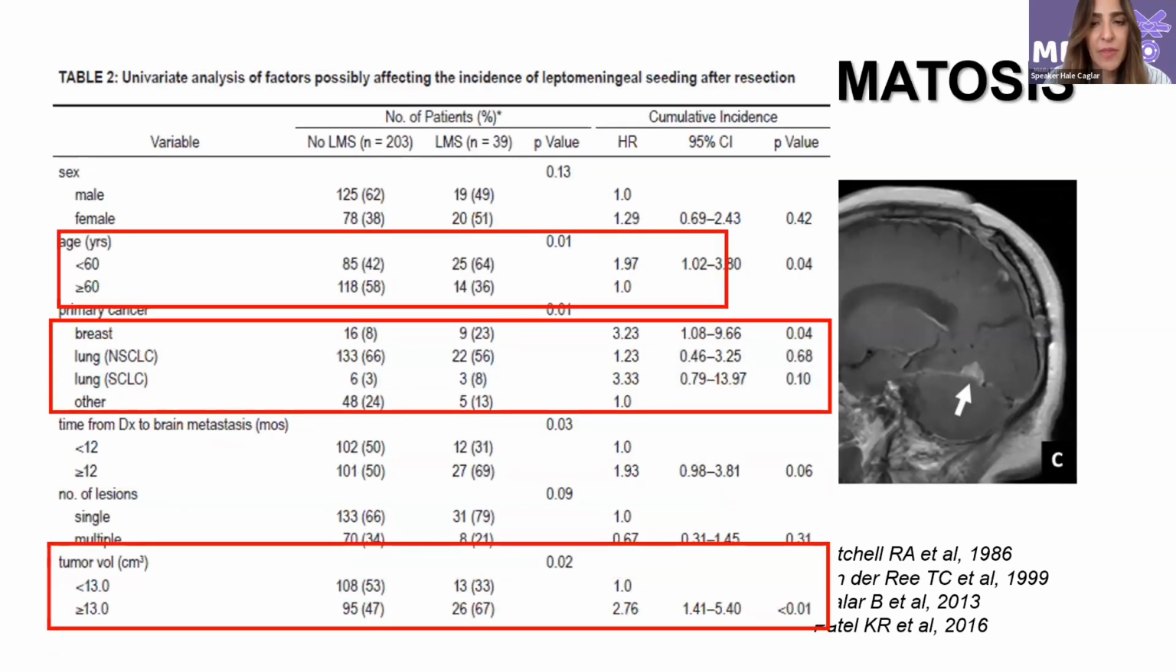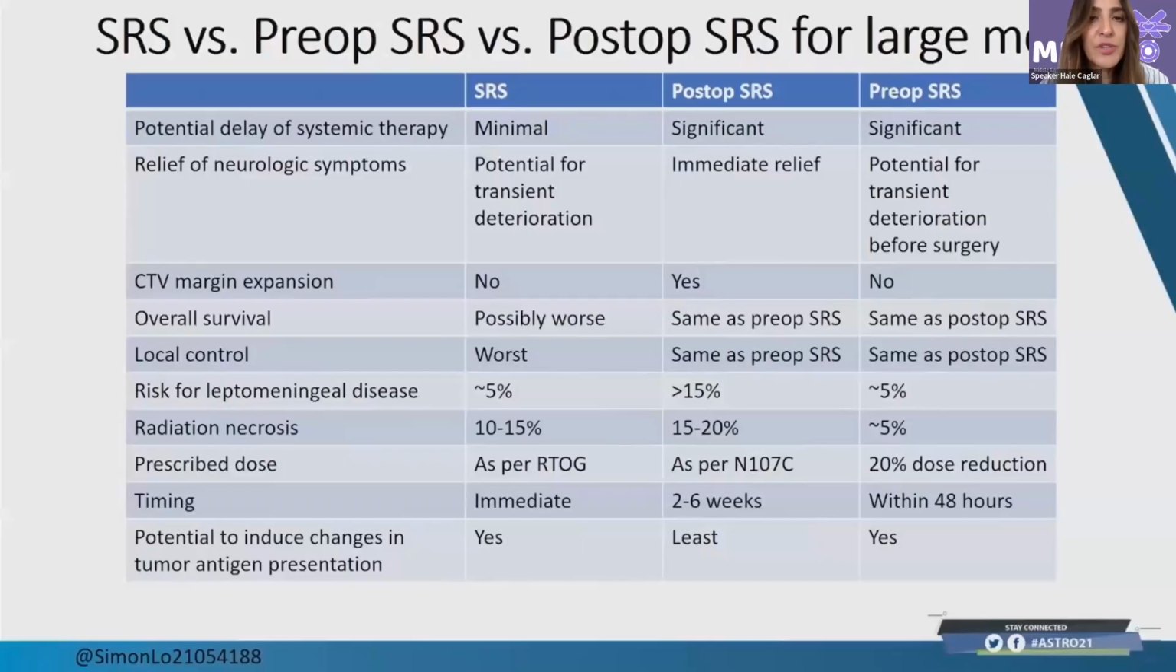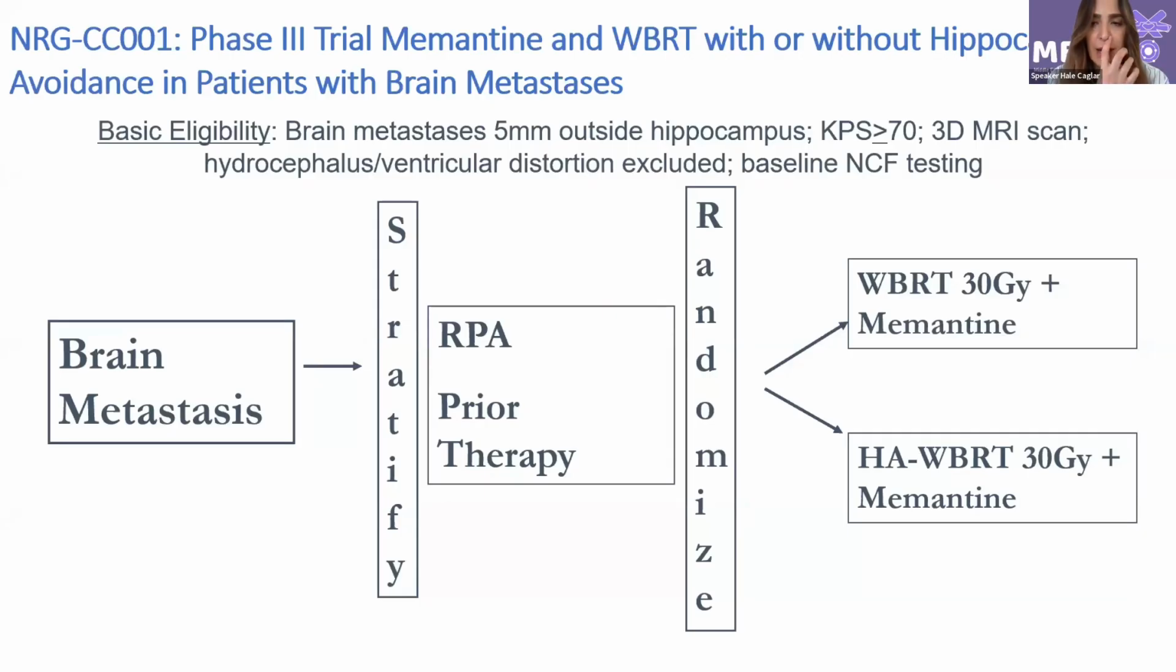I am skipping those. Another option to decrease the amount of local recurrences, radiation necrosis, and leptomeningeal disease could be the use of pre-op SRS versus post-op SRS. There is an ongoing phase 3 randomized trial. Still, we do not have any information about it yet.